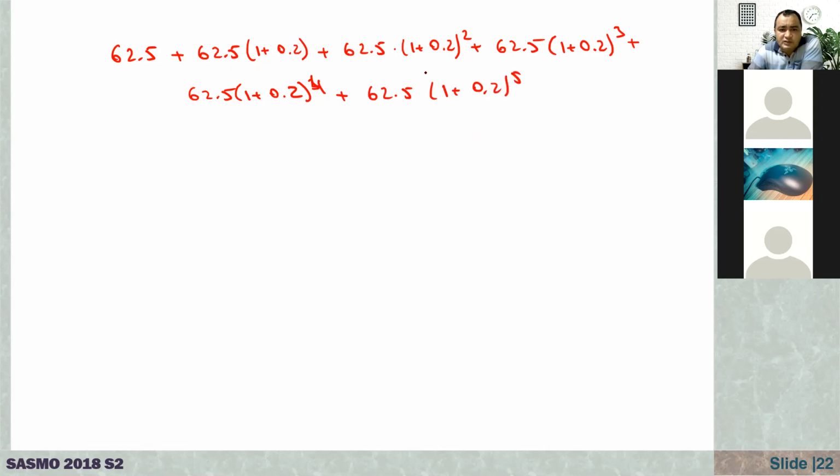Here we have just a geometric progression, and 62.5 is a common factor. And here we have 1.2 to the power of 6. Let me just write the sum, because you know how to do that. The common ratio is 1.2. The sum, the answer, is 186.6.